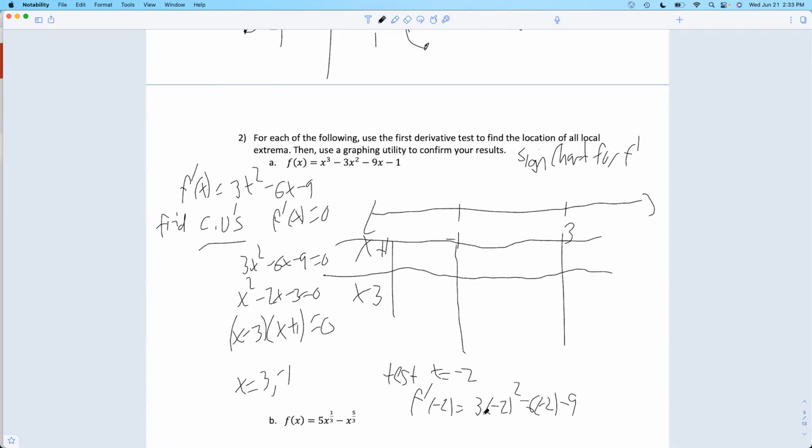And what would you get? You would get 4 times 3, that's 12, plus 12, you would get 12 plus 12 minus 9, 24 minus 9. I think you would get 15. Don't really care what the number is. It's positive. So you could say your derivative is positive back there. That's one way, using test points.